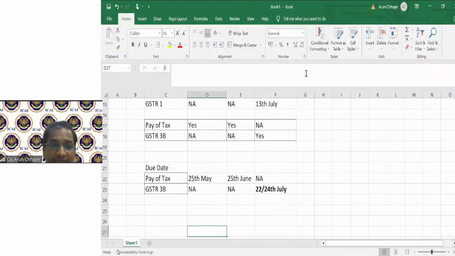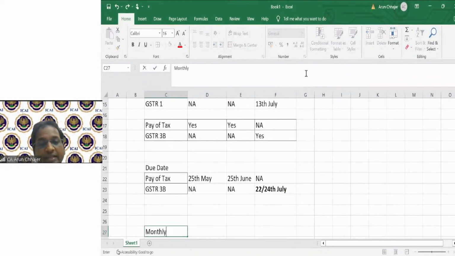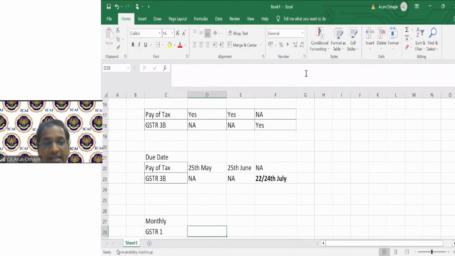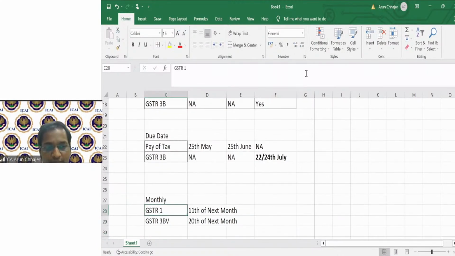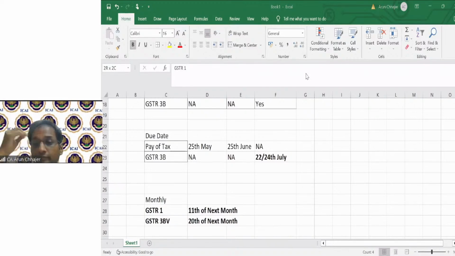22 or 24. And in case of monthly, the GSTR1 is 11th of next month and GSTR 3B is 20th of next month. Darshan, 22/24.